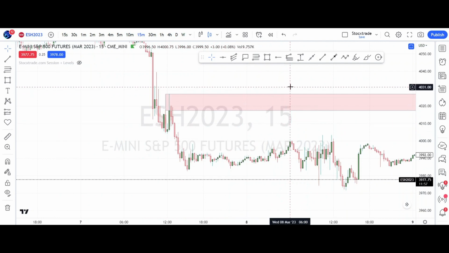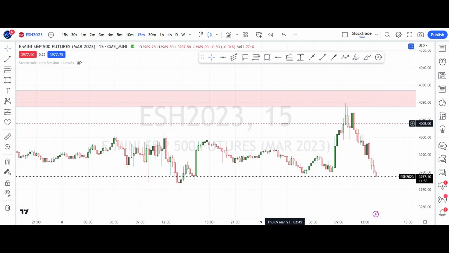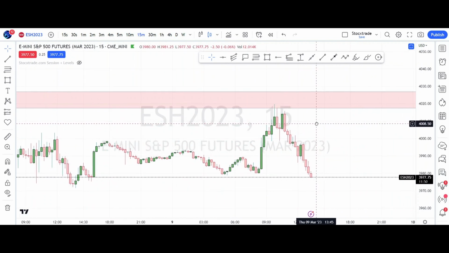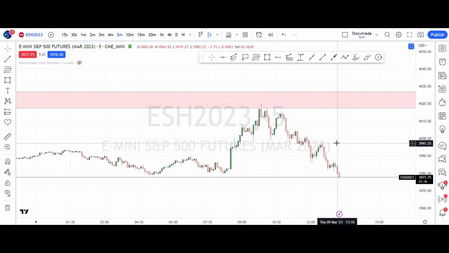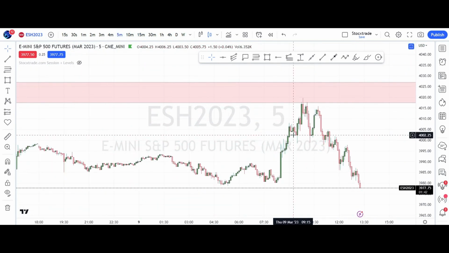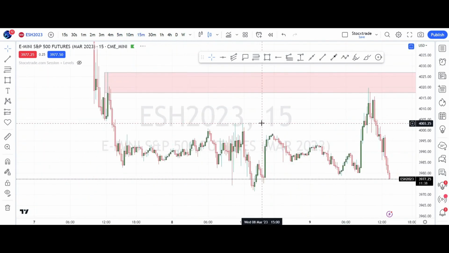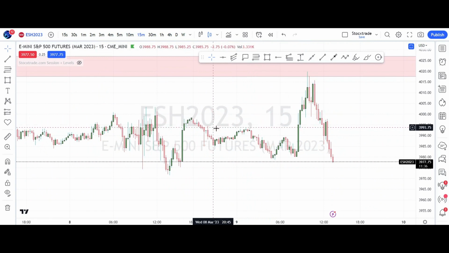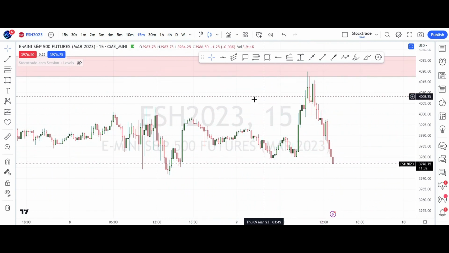And another thing you can do is mark some liquidity sweep in the shorter time frame. So you can come to the 5 minutes time frame and do some analysis, because the price was coming down. If you see here, the price was coming down, it came down up to this area and then shot up.